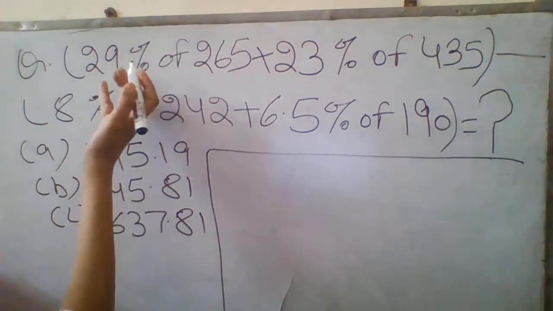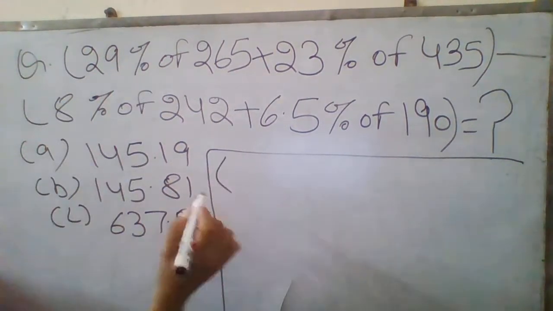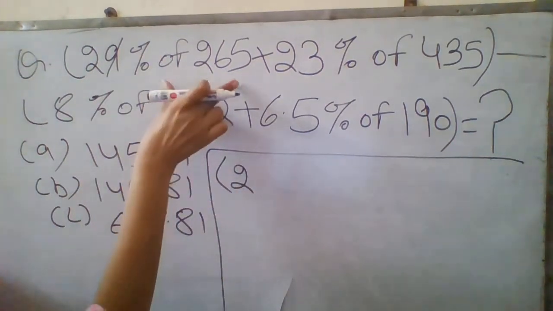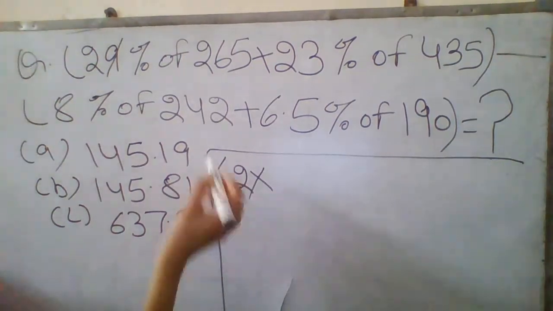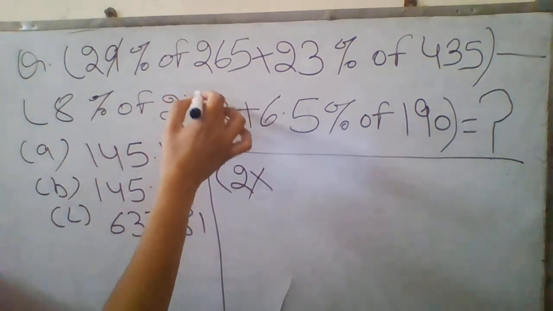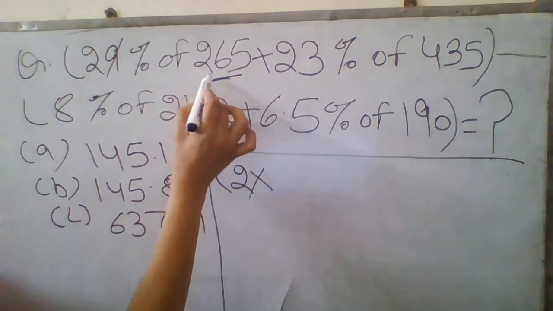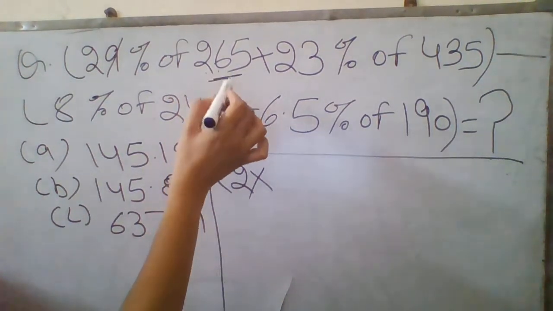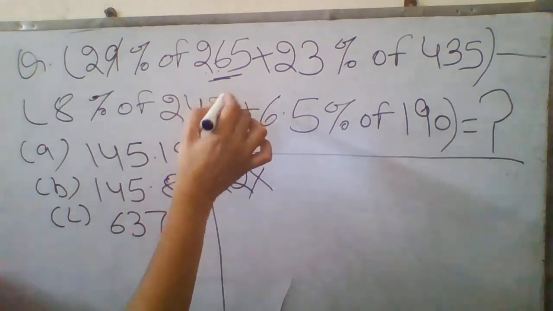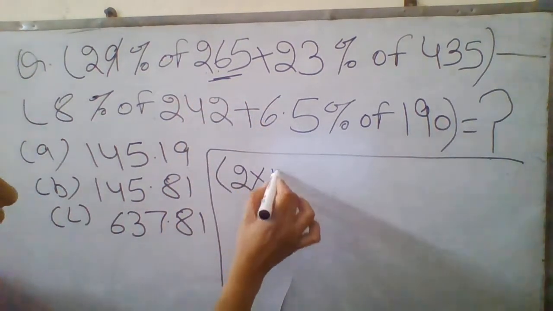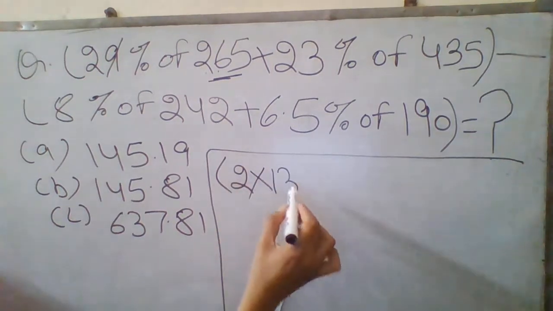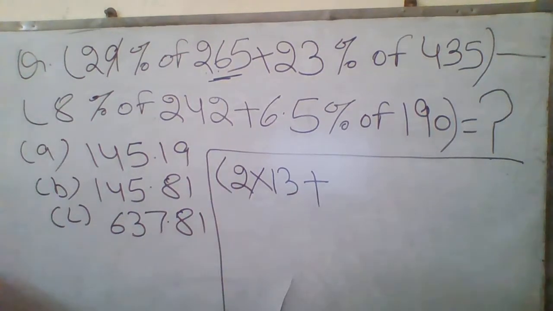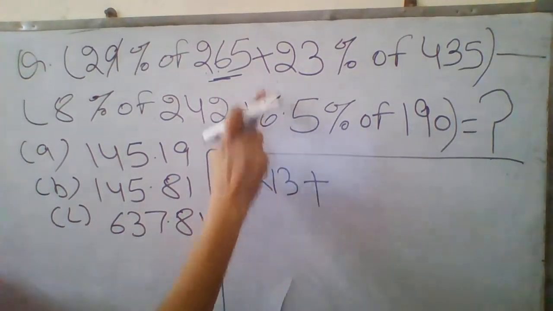See, 29%, this is in bracket, cut this 9, so 2, of 265, multiply. Now find out the DR here. 265, so 2 plus 6 is equals to 8. 8 plus 5 is equals to 13, so you write down here 13. Now see what is written here, plus. Now plus mark is here, so you will make the mark of addition here.